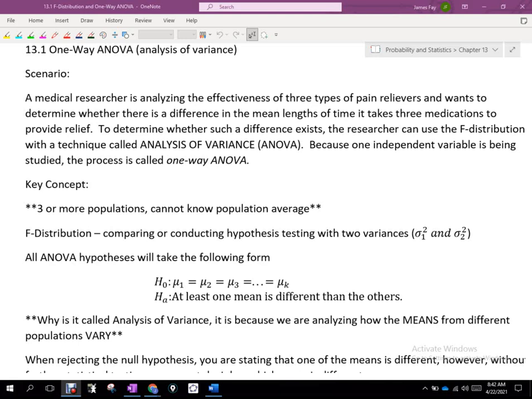Okay. It says to determine whether such a difference exists, the researcher can use what we call the F distribution with a technique called analysis of variance. It says because one independent variable is being studied, the process is called one-way ANOVA.